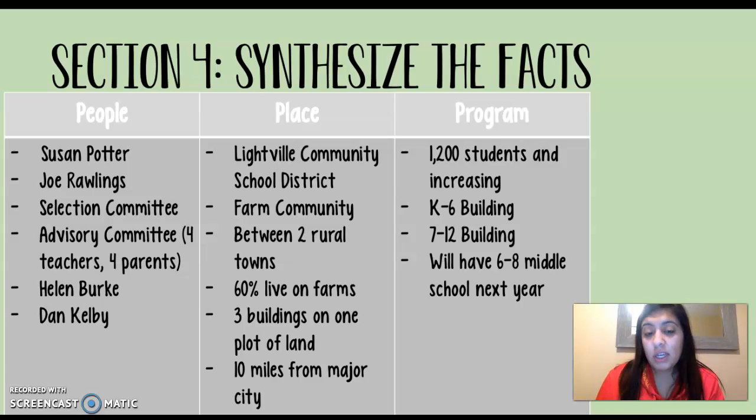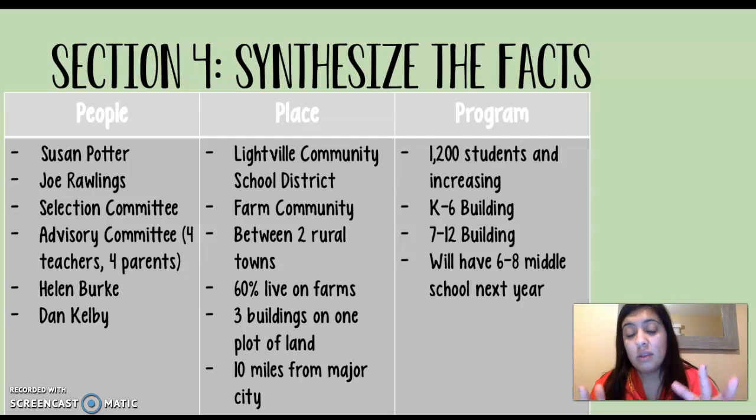The place involved is the Lightview Community School District. It's a farm community between 2 rural towns. 60% live on farms. The school is made up of 3 buildings now, and it's all on one plot of land, and the nearest city is 10 miles. So the school has 1,200 students and is continually increasing. A K-6 building and a 7-12 building, but eventually we'll have the 6-8 middle school.